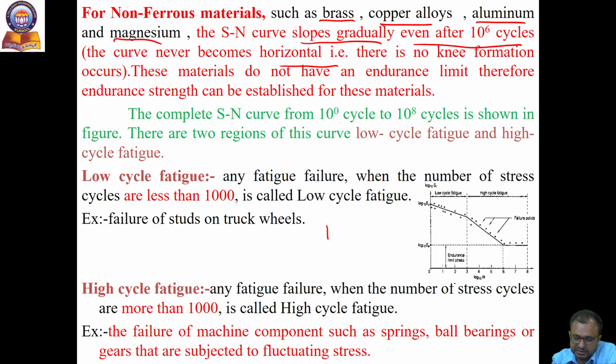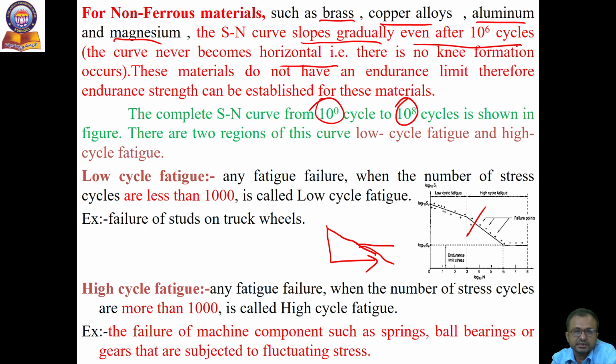That is, in case you are drawing the curve like this, it never becomes asymptotic or parallel. It is always descending like this. So these materials do not have an endurance limit, but endurance strength can be established for these materials. The complete S-N curve from 10 to the power of 0 cycles to 10 to the power of 8 cycles is shown in the figure.